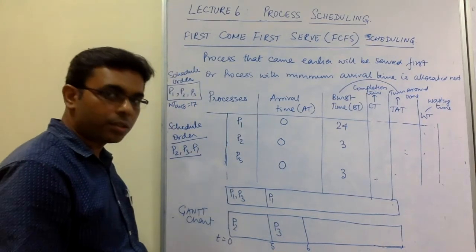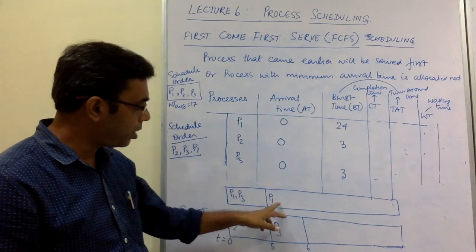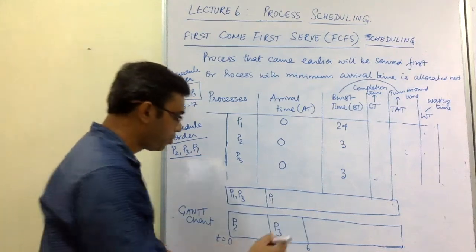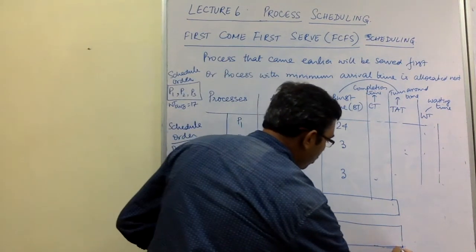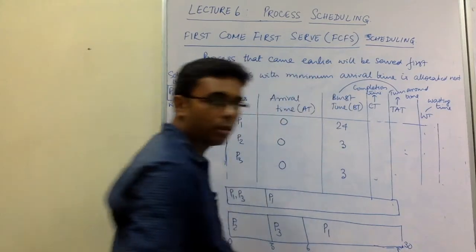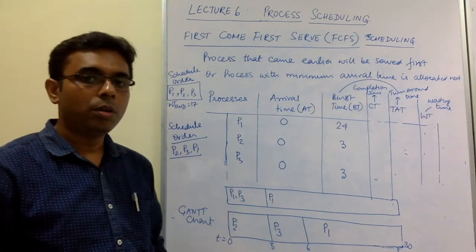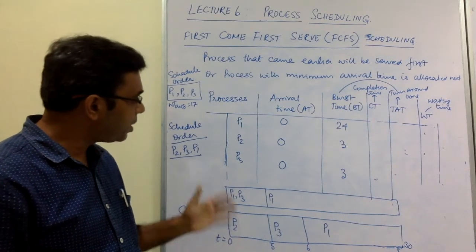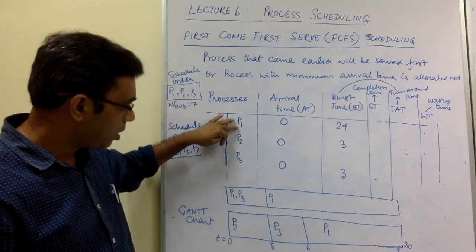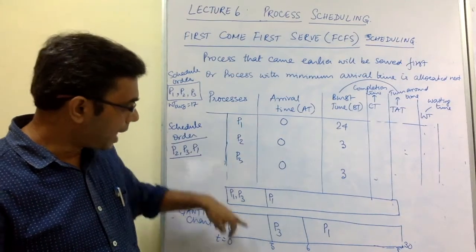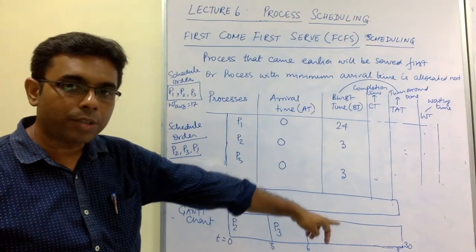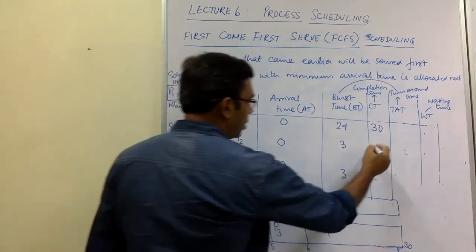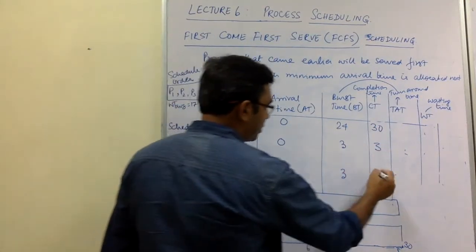Once P3 finishes, the scheduler looks in the ready queue and finds that there is only one process left. That process is now allocated to the CPU, which is P1, and P1 completes its execution at time instant 30. Now let's see the completion time of each one of them. What about P1? P1 came at 0, but it completed its execution at 30. So the completion time of P1 is 30. Completion time of P2 is 3 and completion time of P3 is 6.